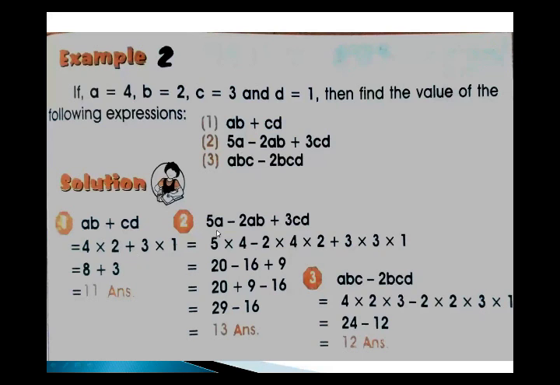Similarly, in expression number 2, 5a minus 2ab plus 3cd. That is 5 multiply a, minus 2ab, plus 3 multiply c multiply d, and you have to put in the values of a, b, c, d. After putting in the values, firstly you solve the multiplication. So 5 times 4 is 20, and then multiply all these three numbers, 4 times 2 is 8 and 8 times 2 is 16. Here 3 times 3 is 9, and 9 times 1 is 9. So the answer of these three multiplications is 9.